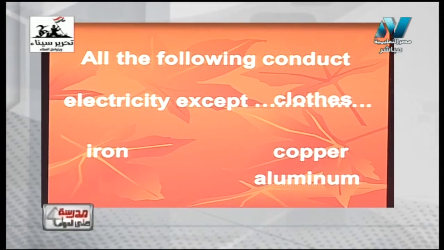We like the name insulator more, meaning materials that insulate electricity. Cloth like cotton, wool and polyester, all of them are insulator or bad conductor of electricity. But iron, copper, aluminium and all metals, all of them are conductors of electricity.